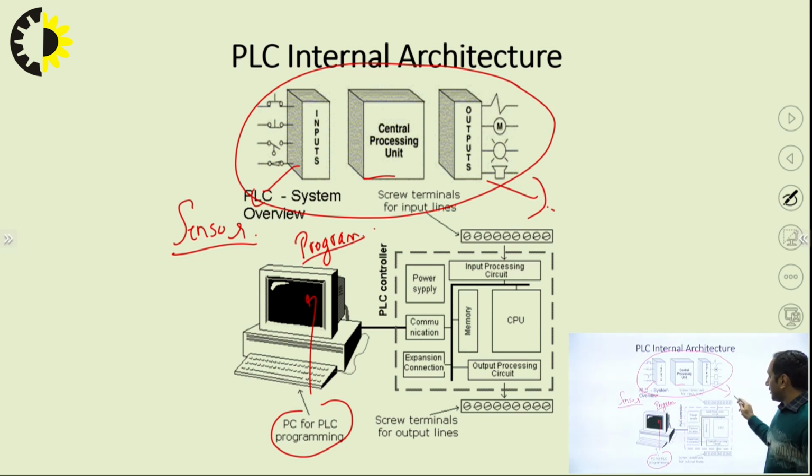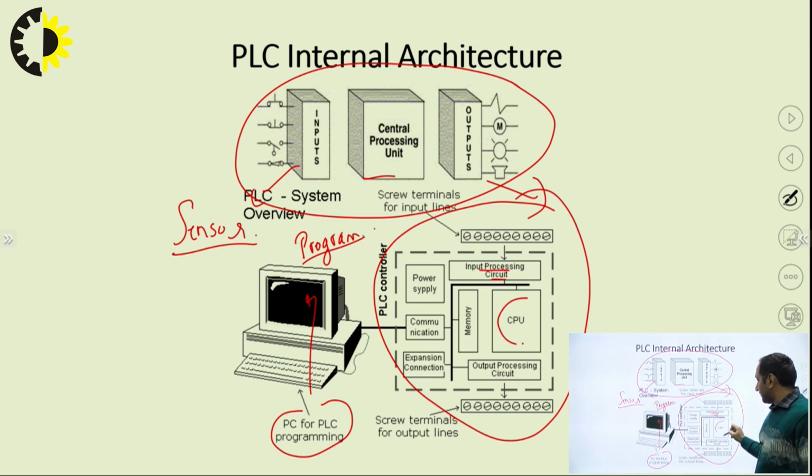And this is what an internal PLC looks like. There is an input processing unit, there is a CPU, there is a memory which stores the program, there is a power supply, there is communication, and there is an output which you want to control for output lines.